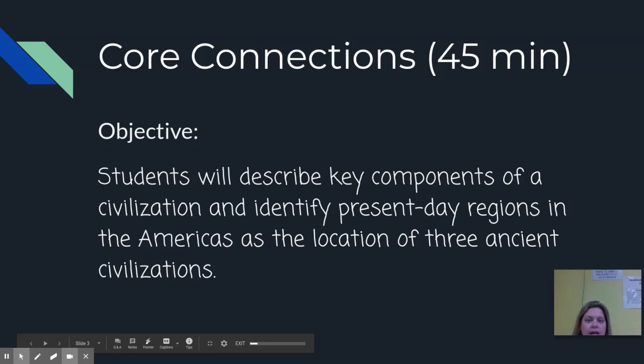So basically today you're going to be learning the key components of what a civilization is. There's a few components, and then you're going to be able to identify the regions in which we are talking about when we talk about the Maya, the Aztecs, and the Incas.